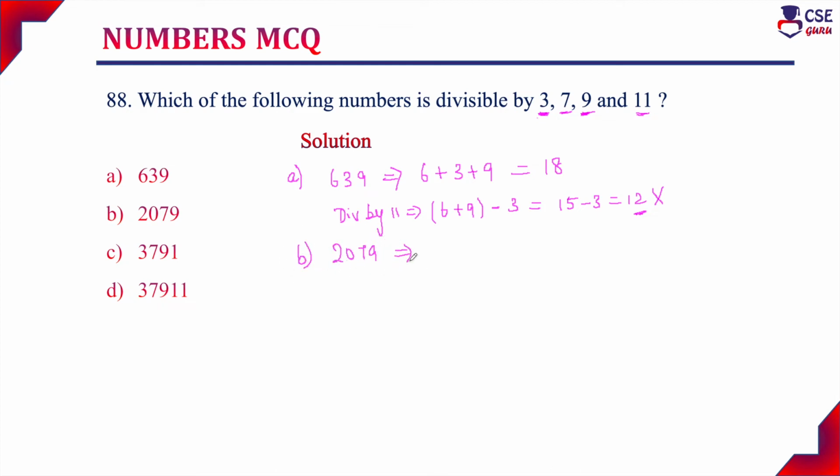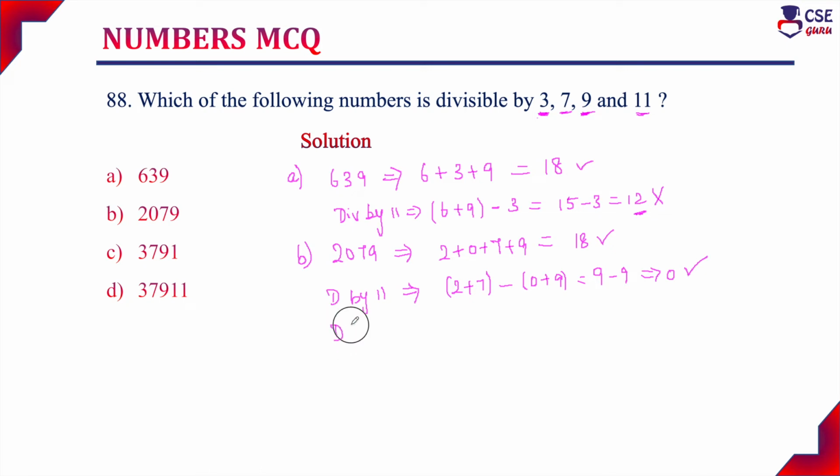2079, and the divisibility rule for 3 is the sum of its digits should be divisible by 3. So it's 18. Yes, it is divisible by 3. Next, the divisibility rule for 11 is the sum of the odd digits minus the sum of the even digits. We have to get either 0 or a number divisible by 11. So 2 plus 7 minus 0 plus 9. So it is 9 minus 9. We will get it as 0. Yes, it is divisible by 11.